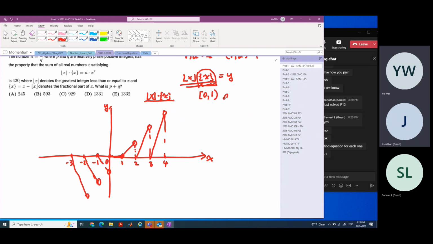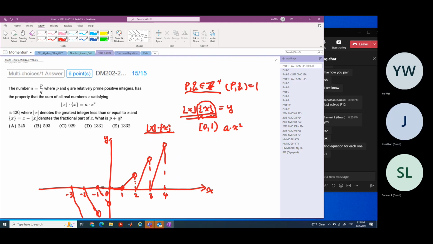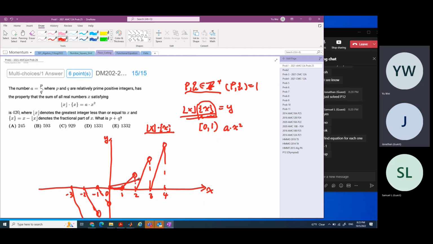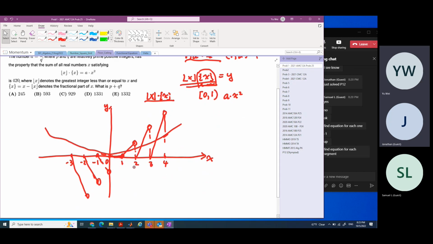What does a times x squared look like? And remember, a equals p over q, and p and q are positive integers. Does it open up or open down? It opens up, something like this, right? So the intersection between the two, can it be in the negative range? No. It must be in the positive range, right?